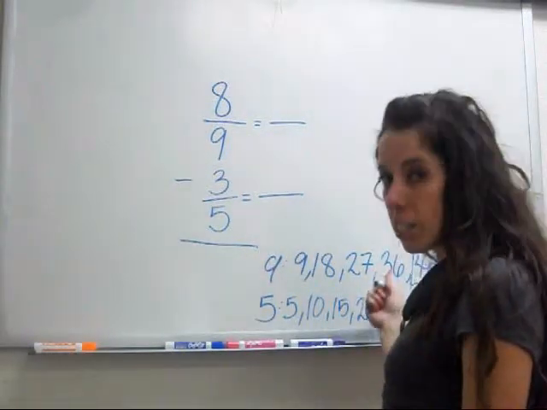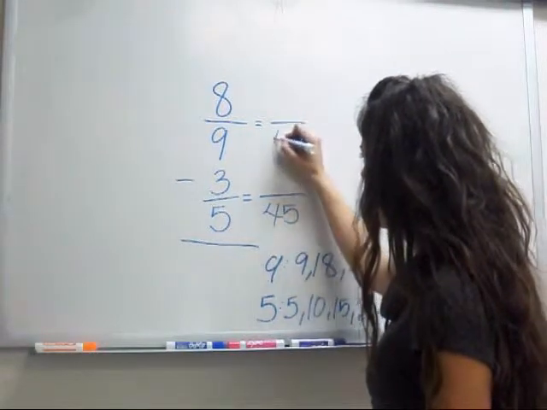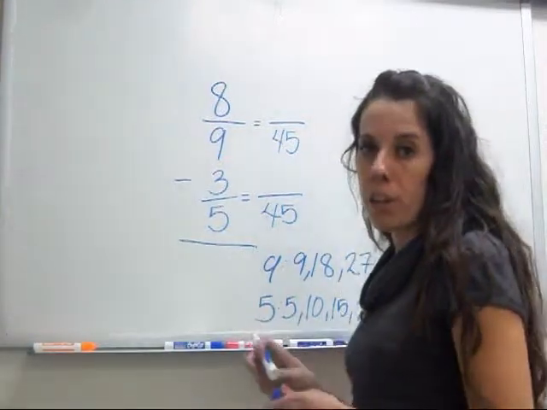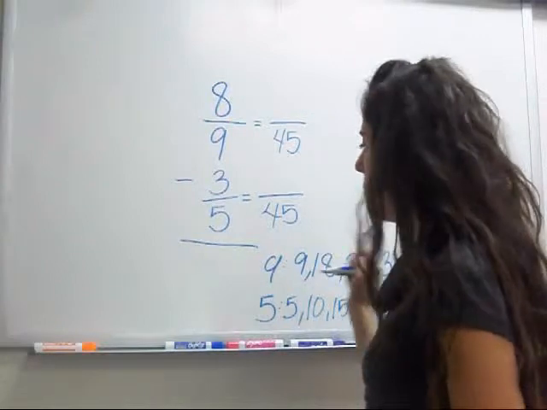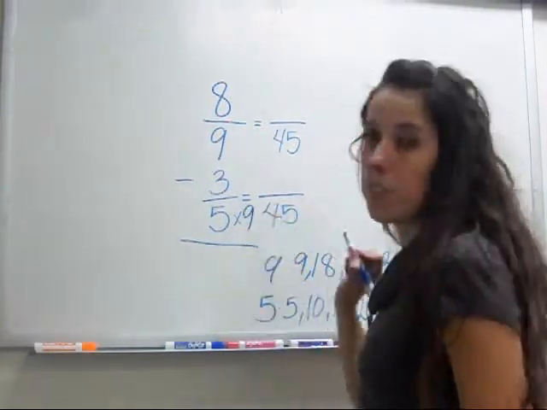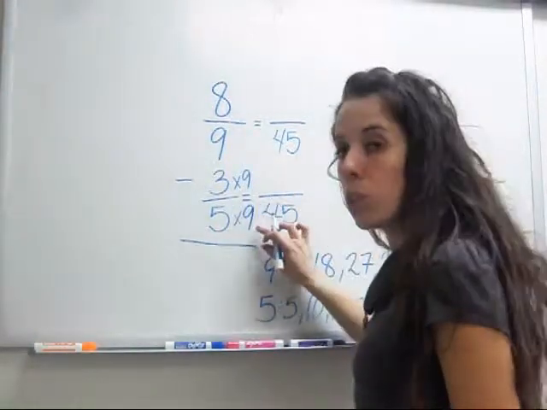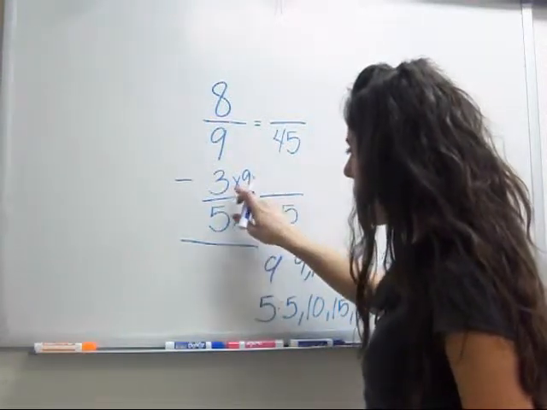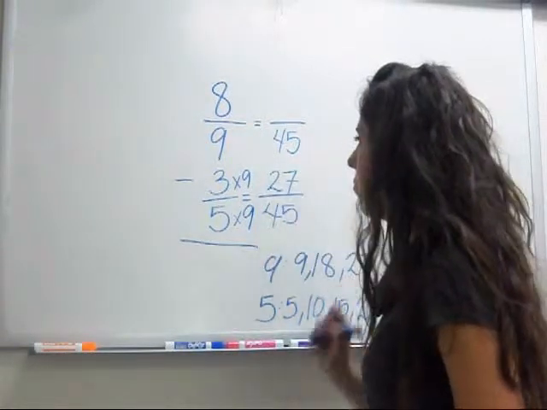Since we found the least common multiple, we found our new denominator, 45. Once we find our common denominator, we can then proceed by finding what our numerators are going to be in the problem. So 5 times what gives me 45? 5 times 9 gives me 45. Whatever I do to the bottom, I always have to do to the top of the fraction. So 5 times 9, so 3 times 9, and 3 times 9 is 27.